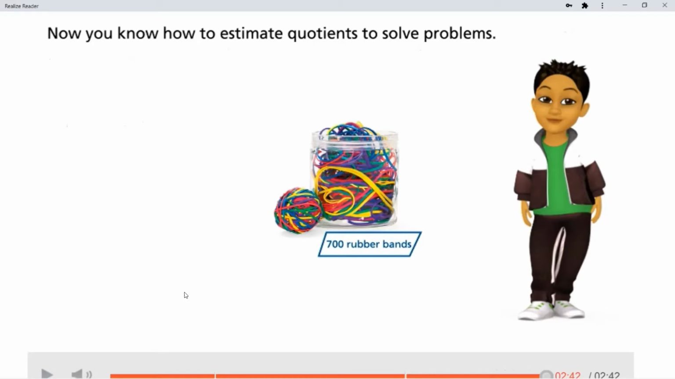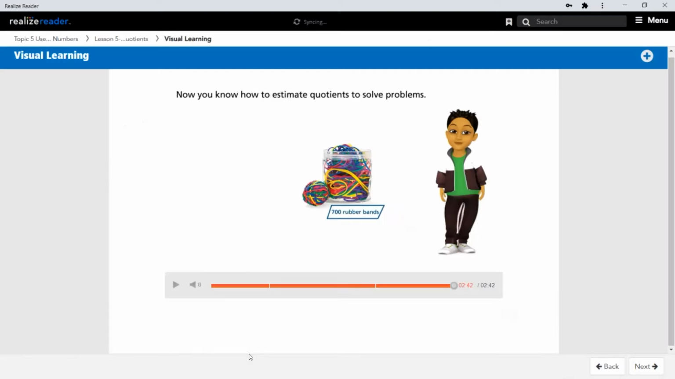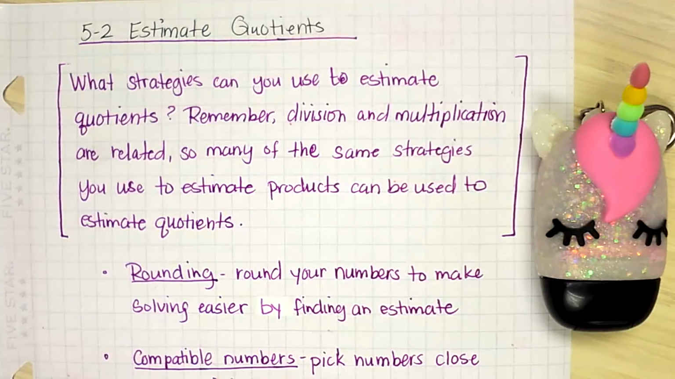All right, let's go ahead and jump into our notes and our guided practice together. Now we have our title at the top. This says 5-2, estimate quotients. What strategies can you use to estimate quotients? Remember, division and multiplication are related. So many of the same strategies that we use to estimate our products when we multiplied can be used to estimate our quotients when we divide.